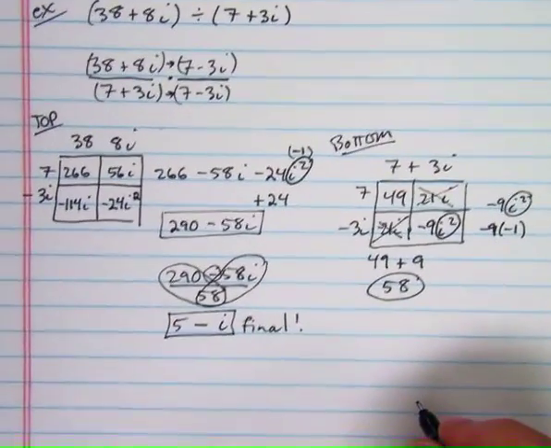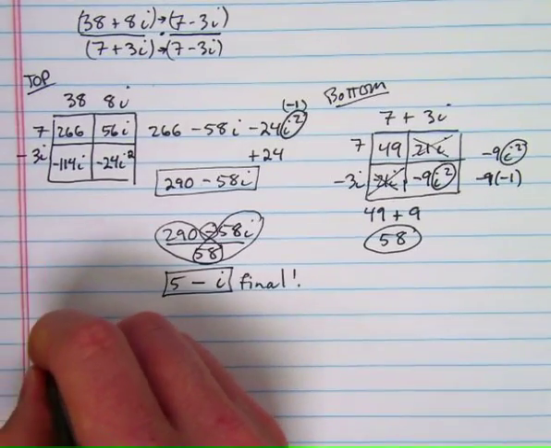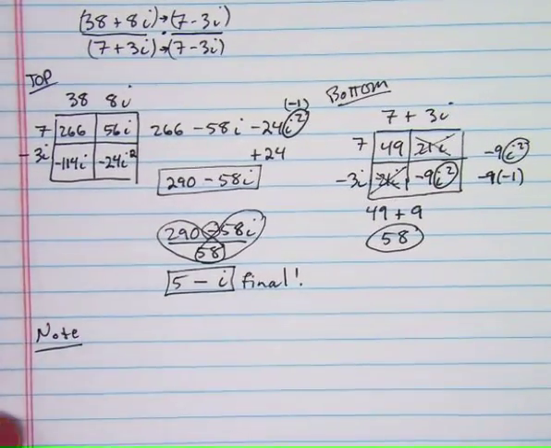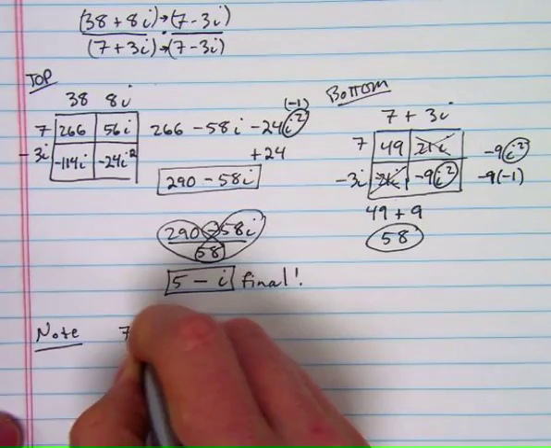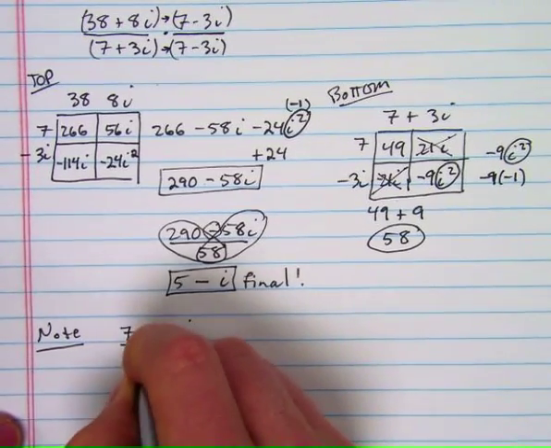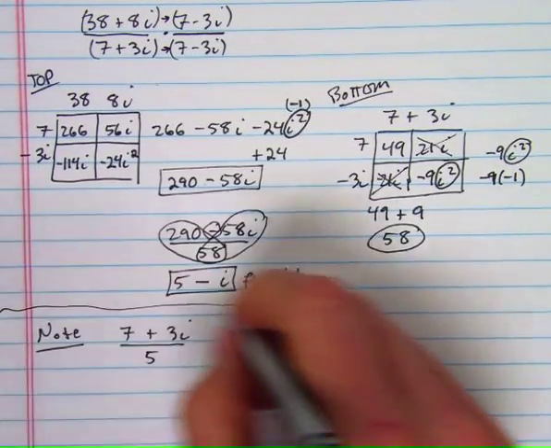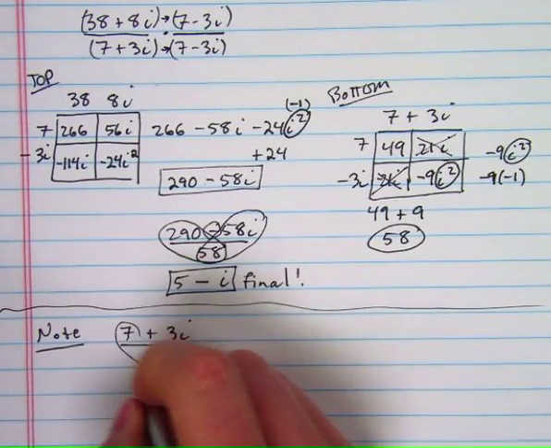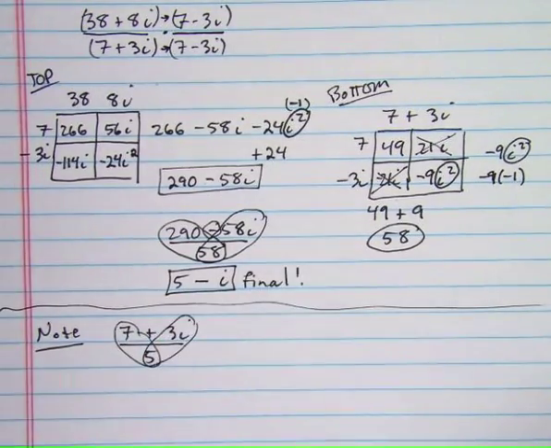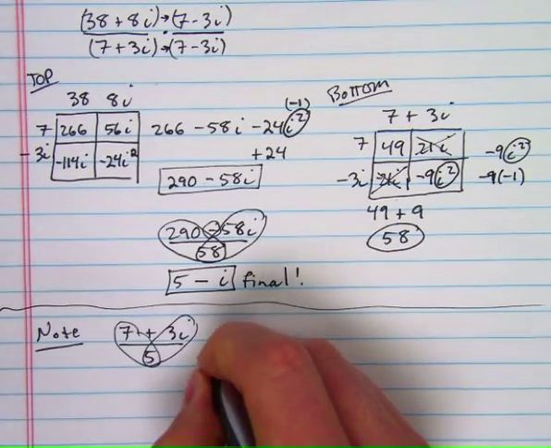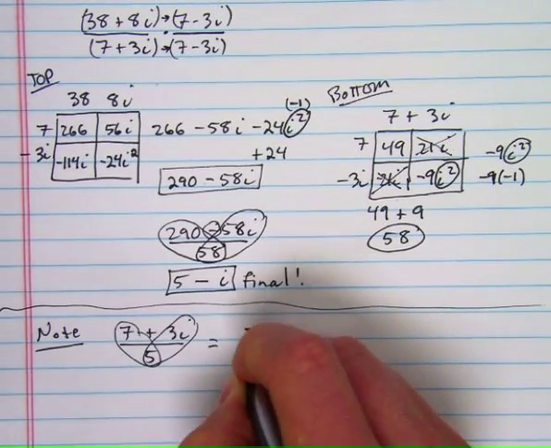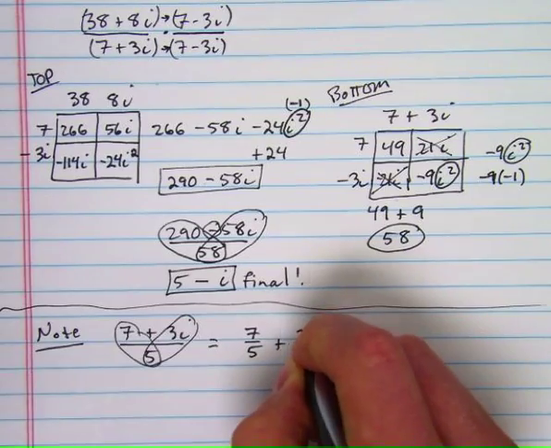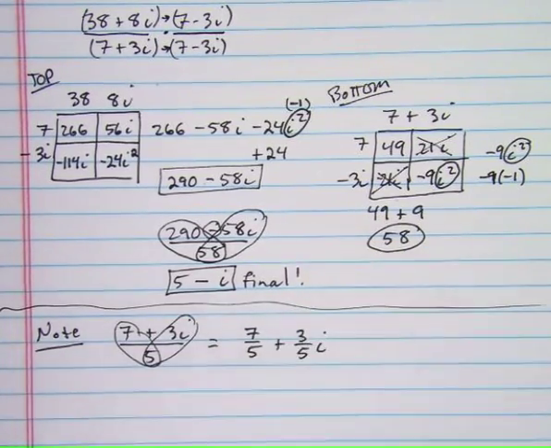Okay, just one more thing to say though. Okay, here's my note. If you have something like 7 plus 3i all over 5, let's say you did all the division, and that's what you ended up with. Well, if I circle my two wings, those things aren't going to come out evenly. I can, though, just write it as 7 over 5 plus 3 over 5i.